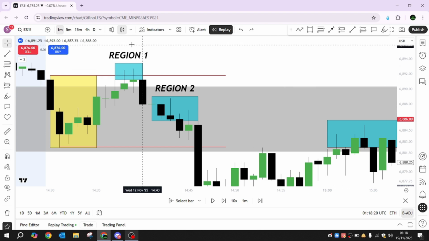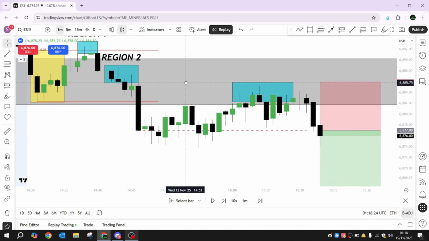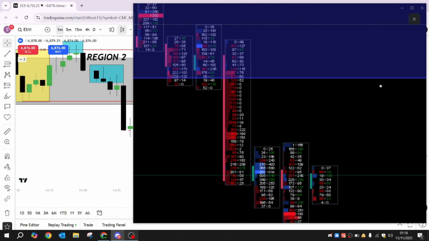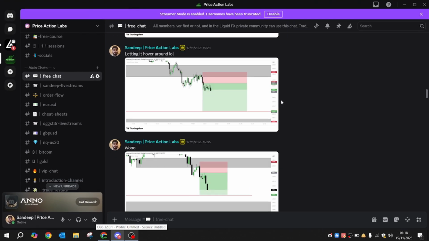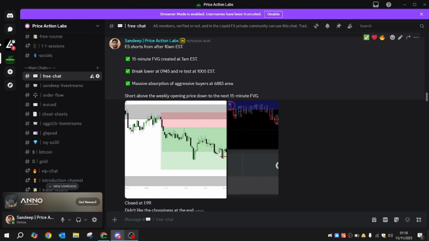Simply understood that aggressive buyers were failing to break above the level. Now, this is the absorption area. So again, with the absorption, if I share my entry, this is, yeah, exactly. So this was the entry here.